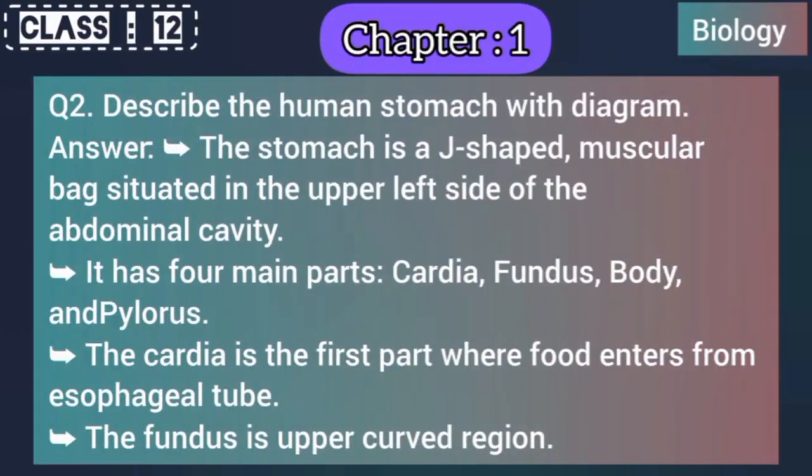Q2. Describe the human stomach with diagram. Answer. The stomach is a J-shaped, muscular bag situated in the upper left side of the abdominal cavity. It has four main parts: cardia, fundus, body, and pylorus. The cardia is the first part where food enters from esophageal tube. The fundus is upper curved region.